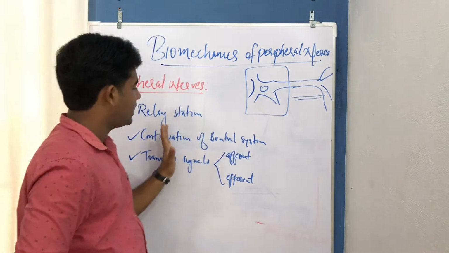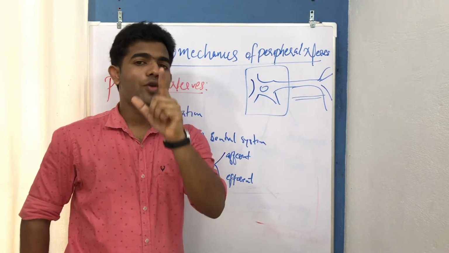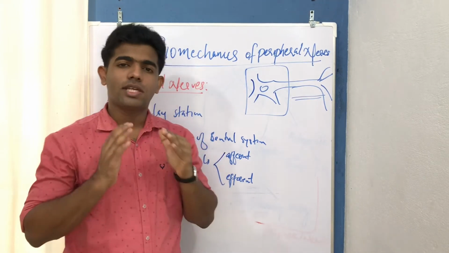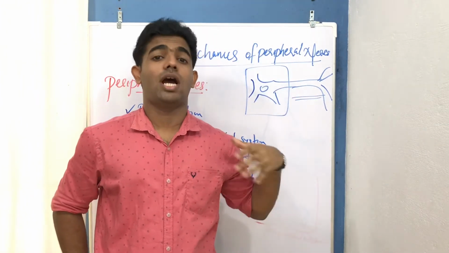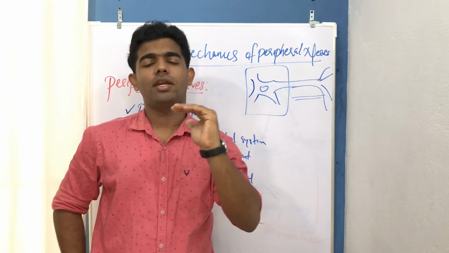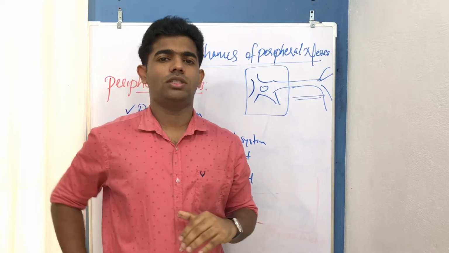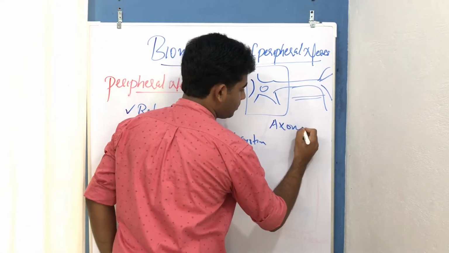So this is the general function of peripheral nerves or peripheral nervous system. Now we need to see what are peripheral nerves. So peripheral nerves, I told you, are the axons who have their neurons, or who have their cell body, inside the central nervous system, right? That's a peripheral nerve.